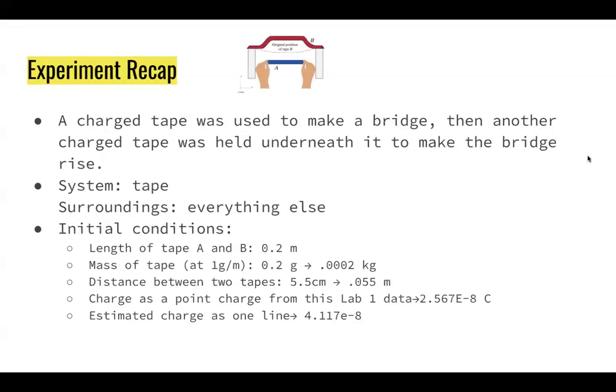So this is just a recap on the experiment. A charged tape is used to make a bridge, and then another charged tape is held underneath to make the bridge rise. So the system is the tape, the surroundings is everything else, and then I have the same initial conditions, but the only difference is I'm estimating the charge as one line, which means I'm using Q as 4.117 times 10 to the negative 8, and then you can see the rest of my initial conditions over here.